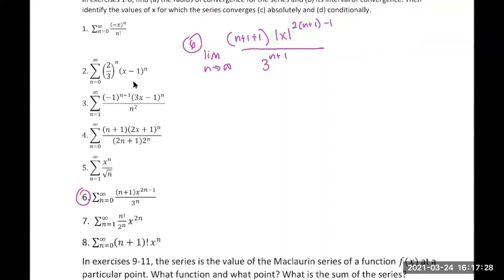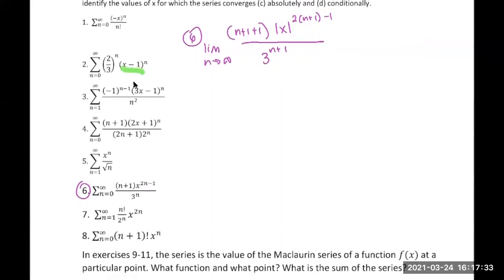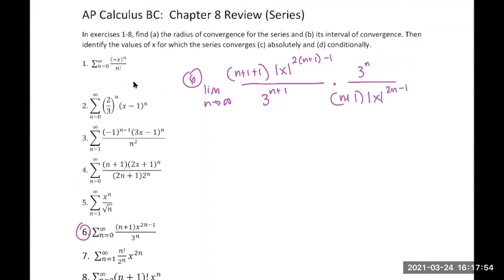If you have things around the x's, like you have x minus 1 here, you're going to want to make sure that you have the absolute value bars around the entire expression. Okay, so then we times it by the nth term. So that's going to be the reciprocal. So 3 over n, and then n plus 1, absolute value of x, 2n minus 1. Then take the time to simplify your exponents as you do this. So this expression becomes 2n plus 2 minus 1, or 2n plus 1.